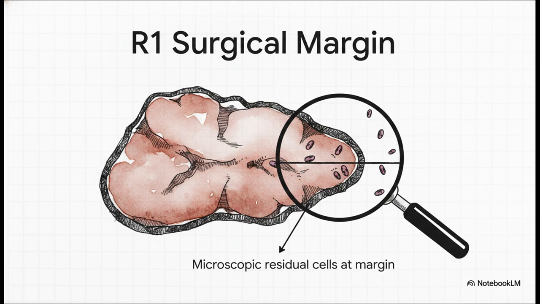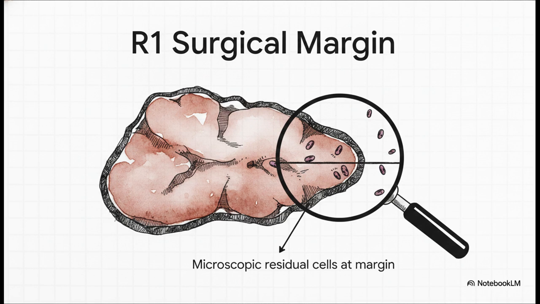A, no residual tumor, or R0. B, microscopic residual tumor at the margin. C, macroscopic gross residual tumor, or R2. Or D, benign tumor with no margins. The correct answer is B. Getting this precise surgical classification down is key.